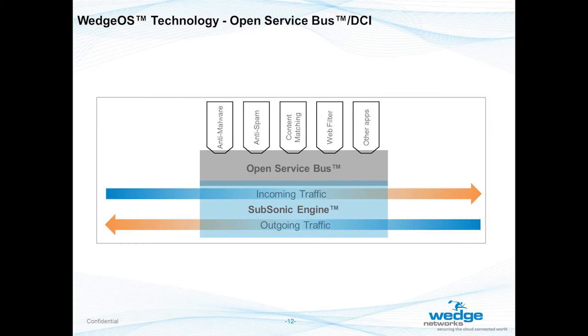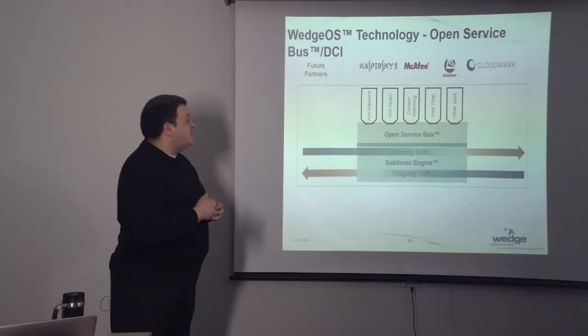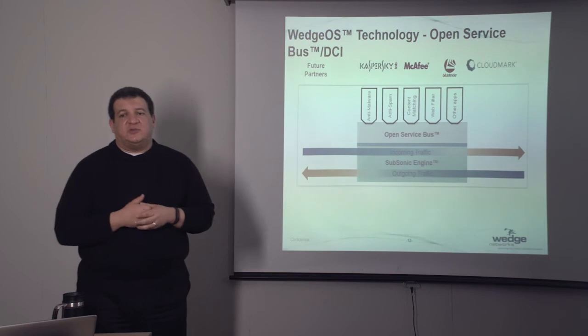So out of the box, pun intended, you can have these different scanners. So we do have different malware support. We have anti-spam support, and we have content matching, web filtering, and so on. And in fact, out of the box as well, we have partners with industry leaders such as Kaspersky, McAfee, CloudMark, and Bitdefender, who provide us with their different signatures in the solution.